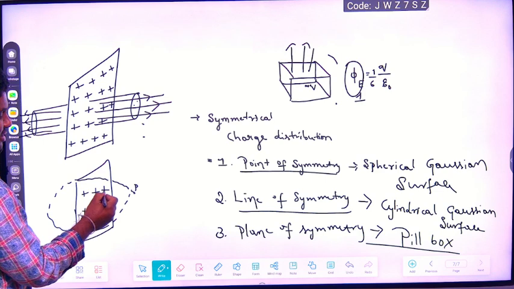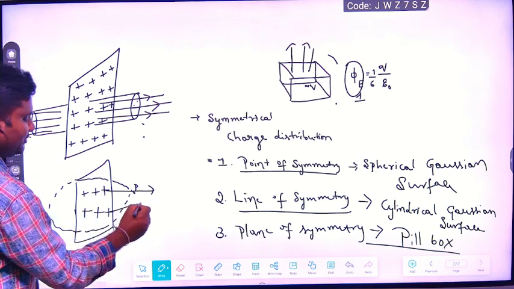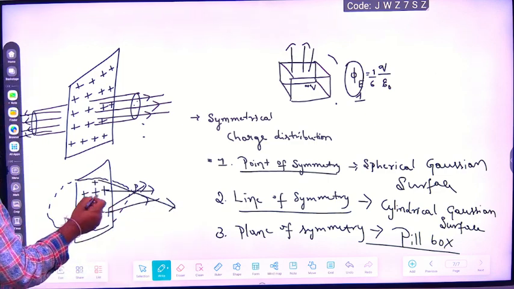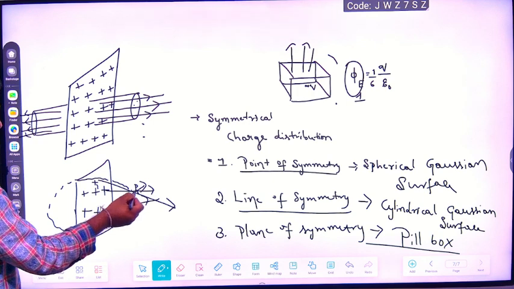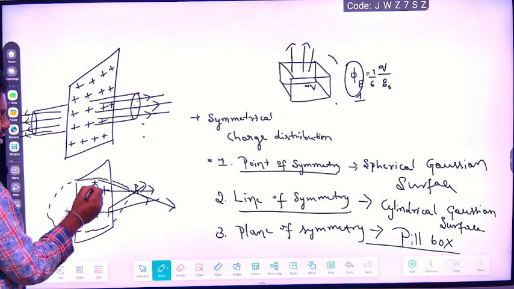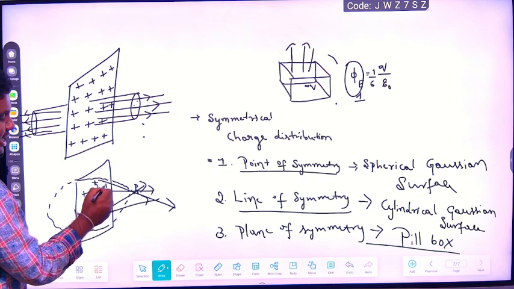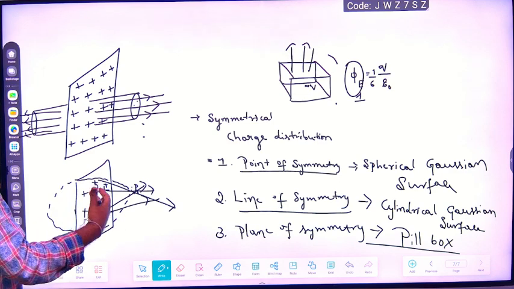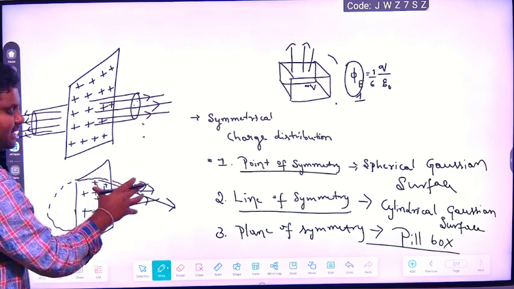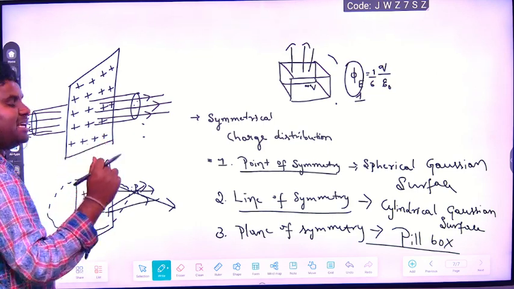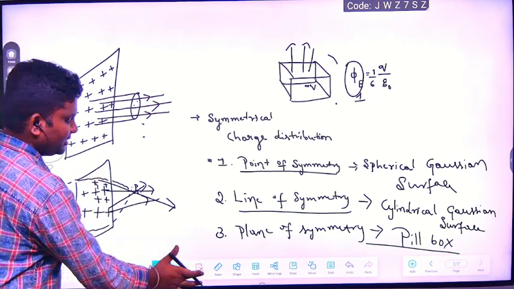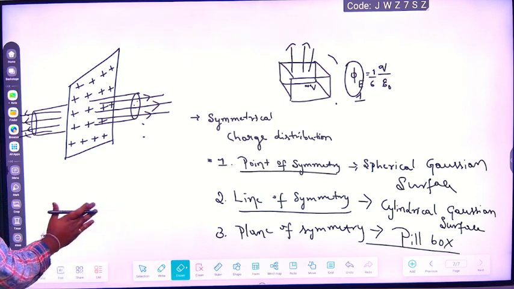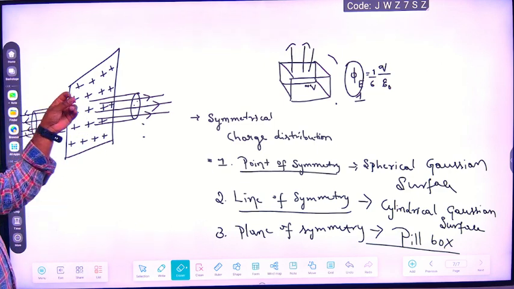It's not possible. This charge will give electric field lines from here, this one from here, and this charge will give electric field lines from here. Each and every charge will have a different distance from the point P. So it's not possible to get a symmetrical electric field. The charges are not symmetrically placed on a spherical Gaussian surface. That's why we will not use a spherical Gaussian surface. We will use only a pillbox, or a cylinder inserted through the sheet. This is the way of calculating the total flux coming out.